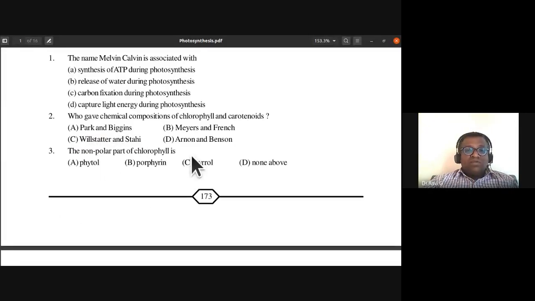So the non-polar part of chlorophyll, which is it? Is it phytol, porphyrin, pyrrole, or none of the above? Which is the non-polar part of chlorophyll? The answer is that the non-polar part of chlorophyll is phytol. So remember, phytol is the answer.